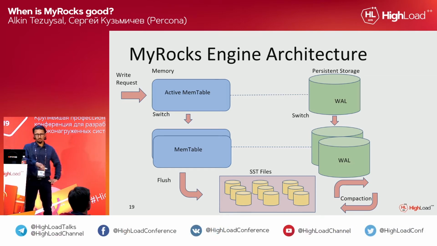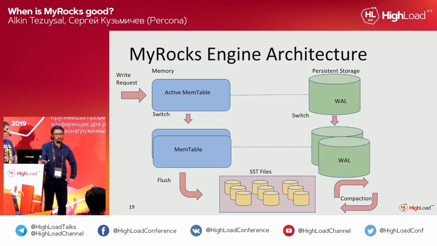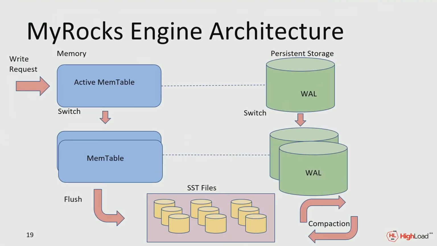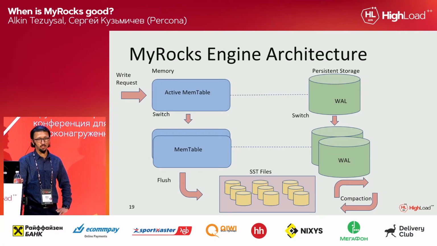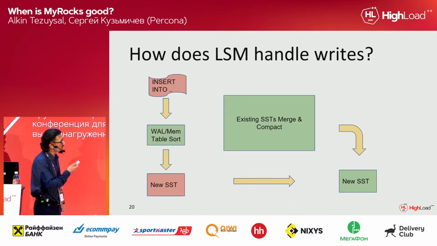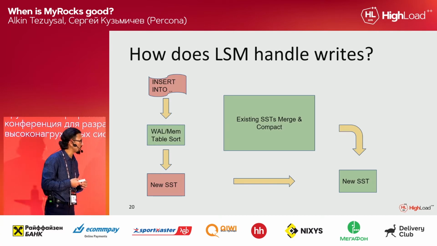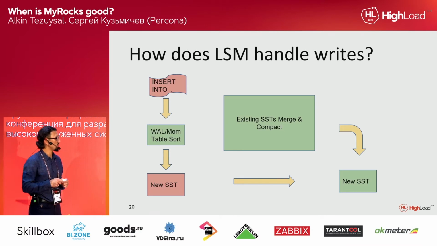So the architecture looks like this. We talked about writes, and it uses an active MemTable, and the MemTables get switched when they're filled up, and then flushed to the SST files. While writing the MemTables, it also keeps the write-ahead log, and those also get switched, and then it creates the SST files. And during that, the compaction happens. If we look at how it handles a write, for example, if there's an insert coming in, it writes into the WAL and MemTable, it sorts, and it creates a new SST file.